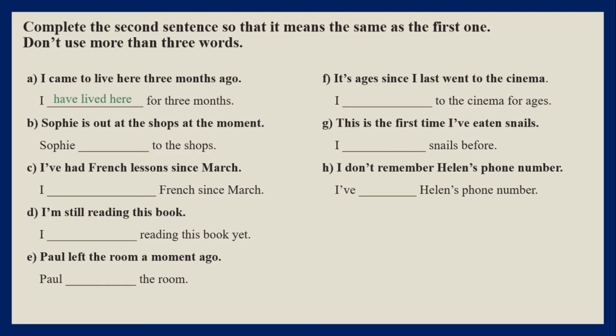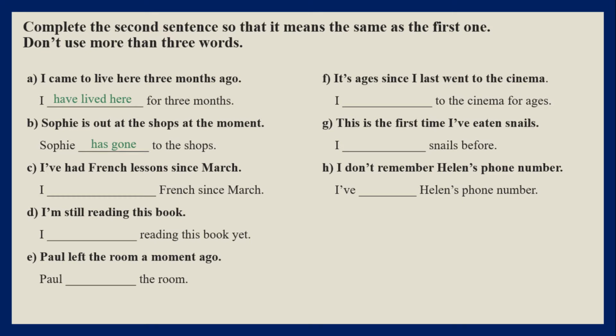I came to live here 3 months ago. I have lived here for 3 months. If you draw the timeline for both sentences, both timelines need to describe the same situation and the same actions. B. Sophie is out at the shops at the moment. We could say Sophie has gone to the shops, because when you use gone with present perfect, you mean that person has not returned yet.